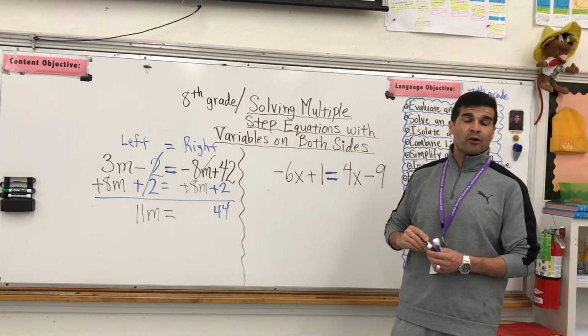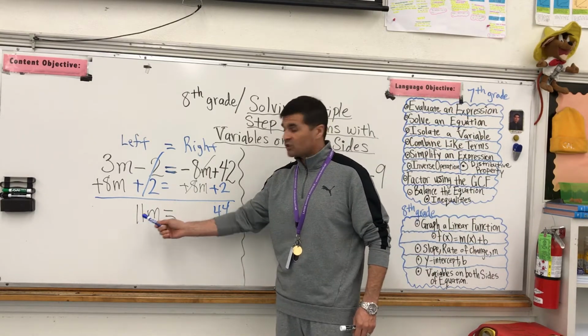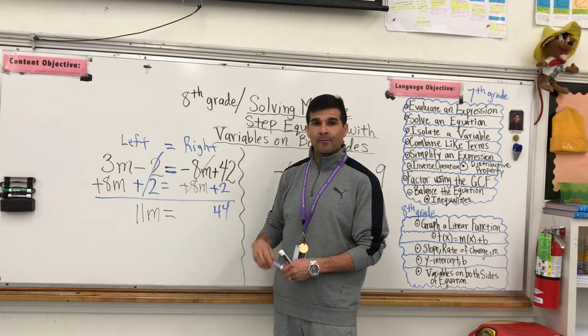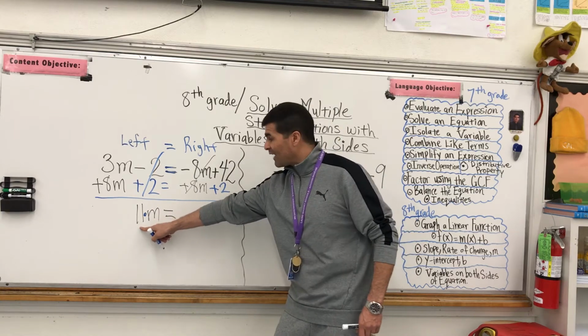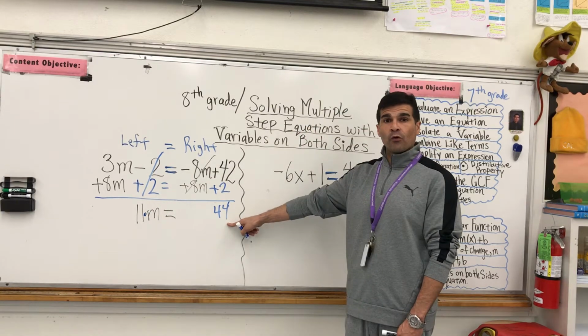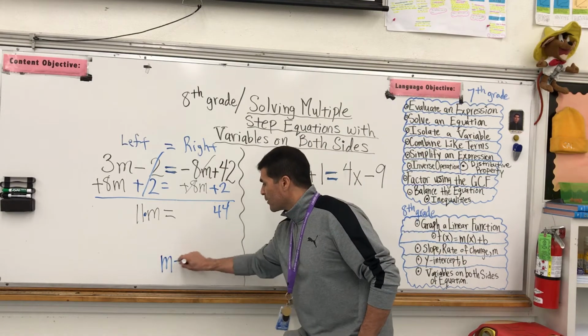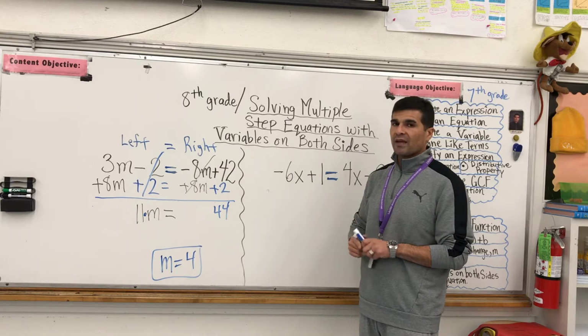Well, some of you guys probably already know what the answer is, because you know that when you have a coefficient, a number in front of a variable, it means to multiply. So you're actually multiplying this letter m by 11, and it has to be equal to 44. Well, you guys probably already know. This variable equals 4. But if we're going to show all our steps, here's what we have to show.